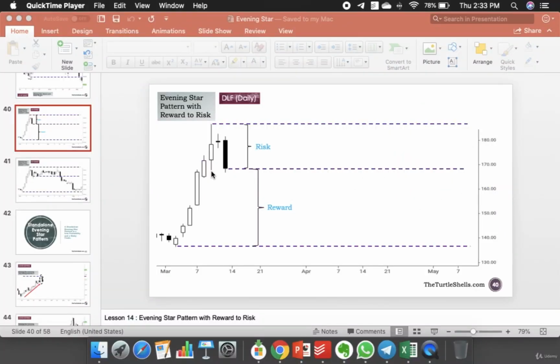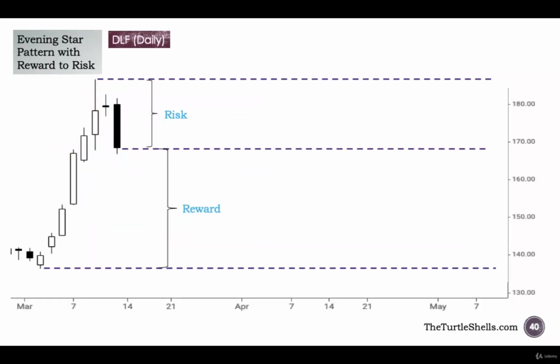Alright, now let us bring our focus to reward to risk. So there is an uptrend that starts here. How many white candles in a row? 1, 2, 3, 4, 5, 6. Six white candles in a row. After that, you have an evening star.